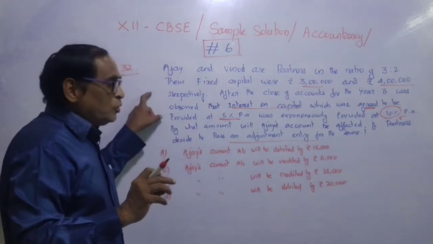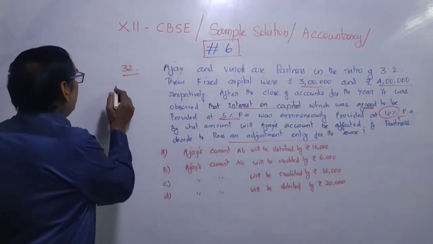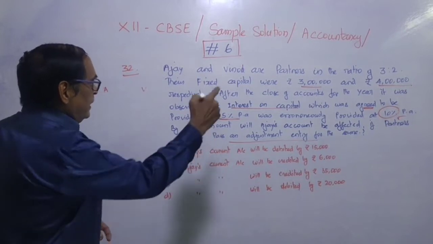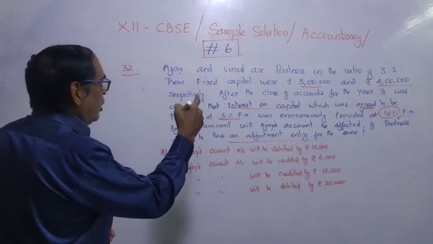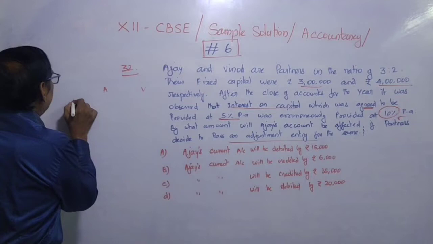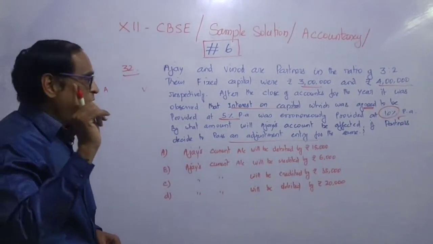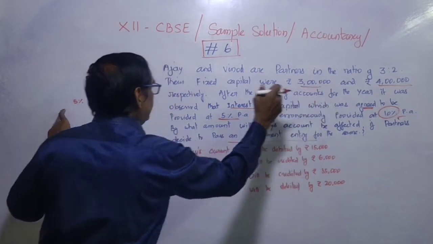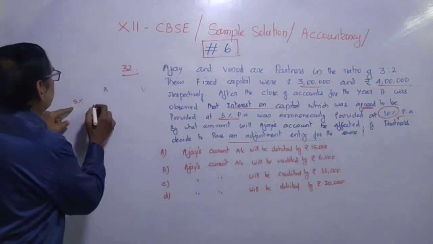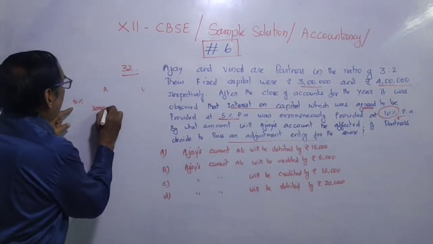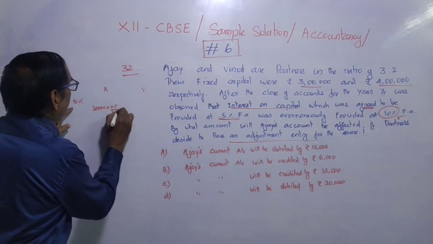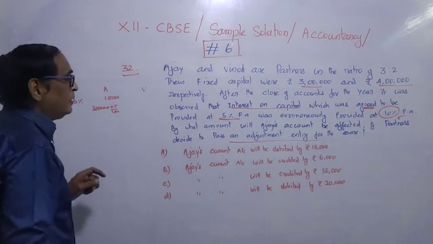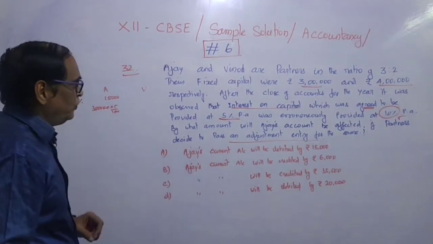This is an important question, please listen. For example, Ajay and then Vinod. Actually, we have to pay interest on capital at 5%. So Ajay's capital is 3 lakhs. So 3 lakhs at 5%, 5 by 100, that means 15,000 rupees. We should give only 15,000 rupees.